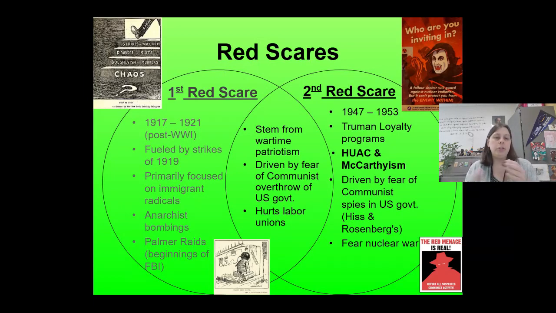One thing to be careful about is not to talk about this going on for too long, right? The Red Scare is not happening in the 1960s or the 1970s. It's very specifically this, again, early period of the Cold War.